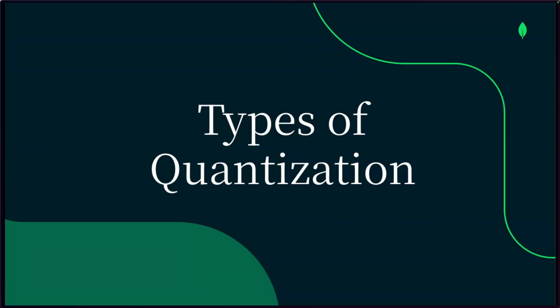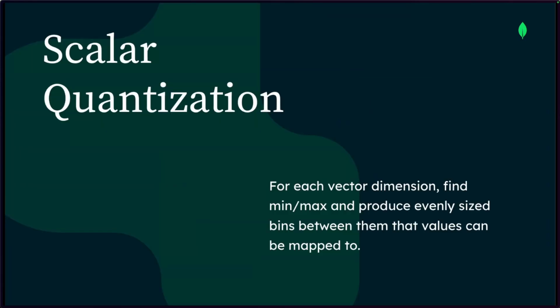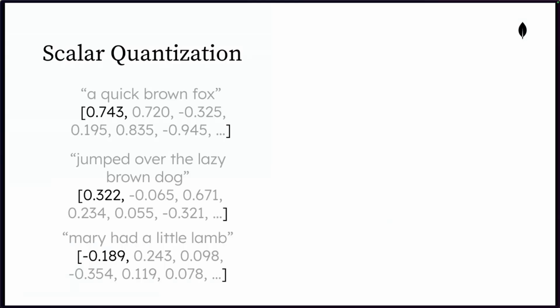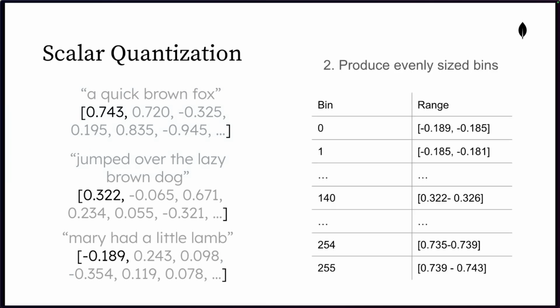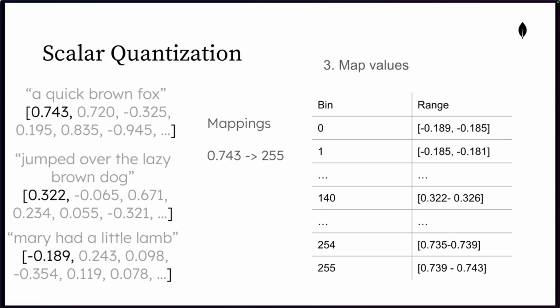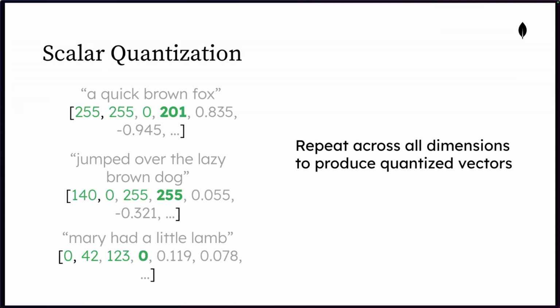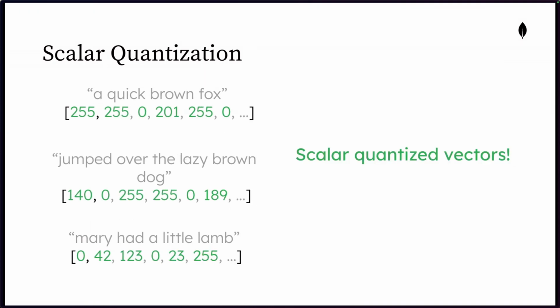And so there's a couple of different types of quantization. So there's scalar quantization, which takes the minimum and the maximum values in your embeddings, and then it creates evenly sized buckets, and then it maps each one into a bucket. And this is kind of what that looks like. So we've got the minimum and the maximum in our embeddings. We create our buckets, our bins, and then we just map each one into a bin. And we keep repeating that process until we have our scalar quantized vectors.